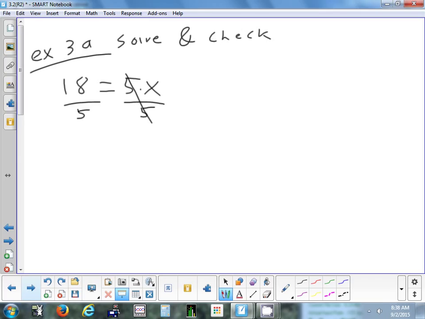Fractions are the only one we treat a little differently. That's where we multiply by the reciprocal. That's like a special case. But any other time we just have a number attached to a letter, we divide by that number.